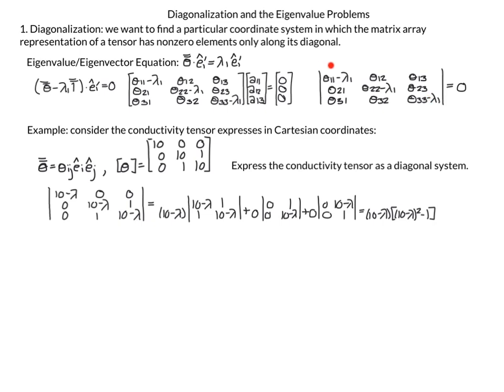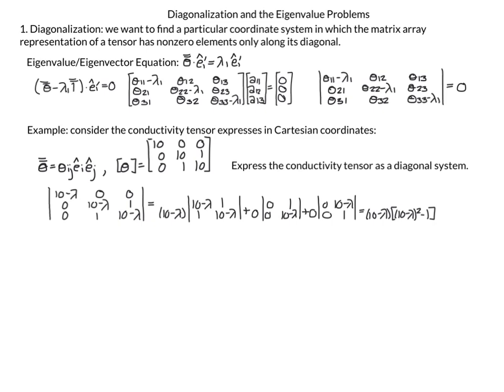So I'm going to subtract lambda 1 on the diagonal now. So I have 10 minus lambda, then I keep my 0 and 0. I have my 0 here, then on the diagonal 10 minus lambda, and I keep the 1. Then 0, 1, and again 10 minus lambda. So across the diagonal, subtract lambda.